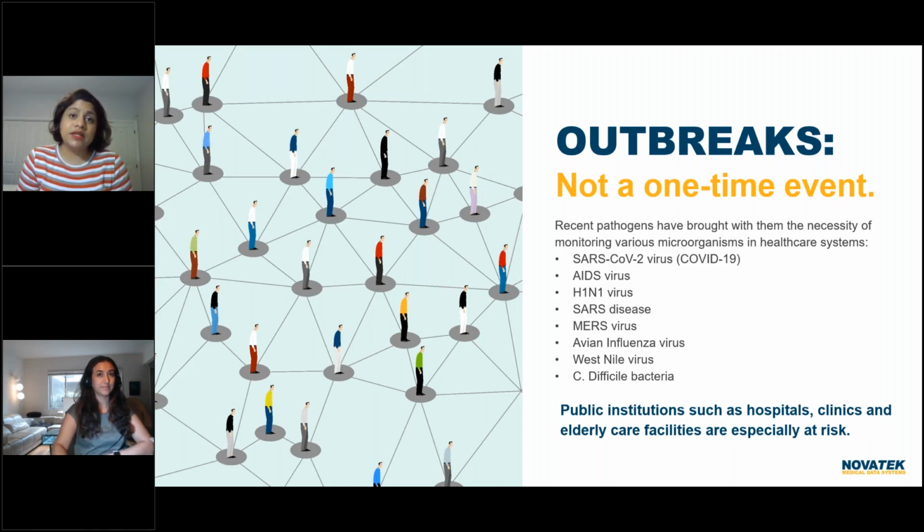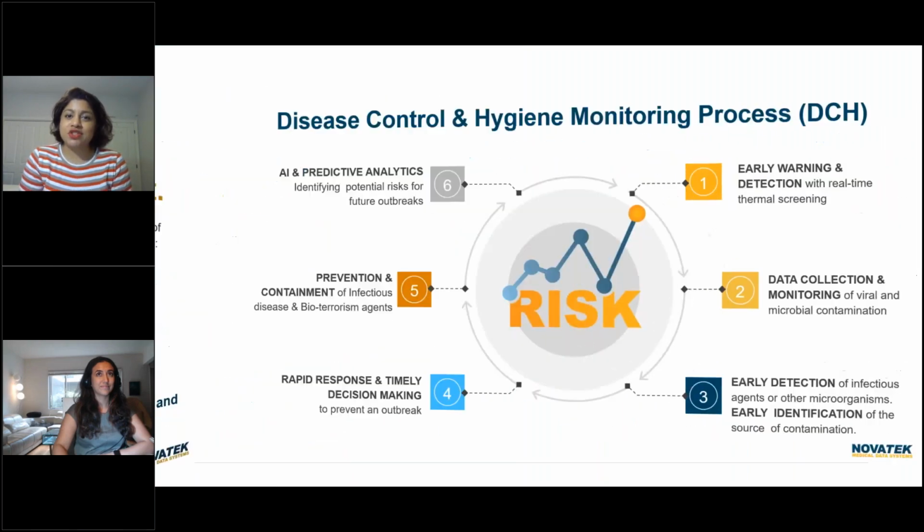We are still living through this outbreak of COVID-19 and the numbers have increased. Outbreaks are not a one-time event, and being prepared is what we practice at Novatek International and Novatek Medical Data Systems. Public institutions such as hospitals and elderly care facilities continue to be at high risk, and detecting outbreaks sooner for prevention and faster decision making is what we want to showcase today, in our part 3 session. So I'll now pass it on to Shiva.